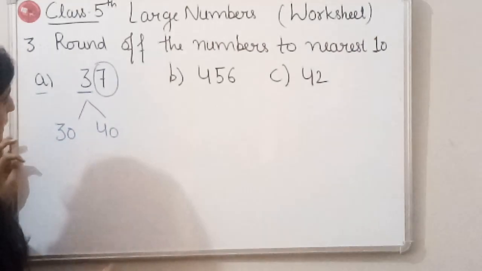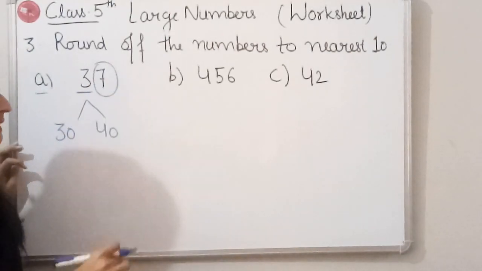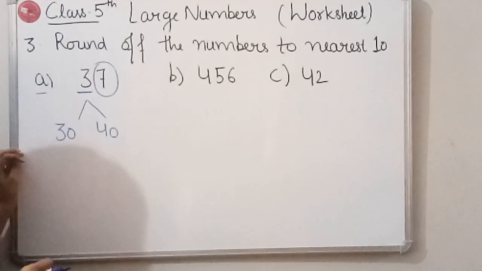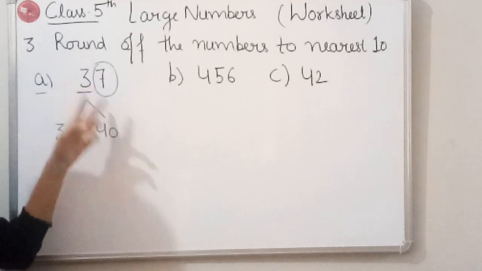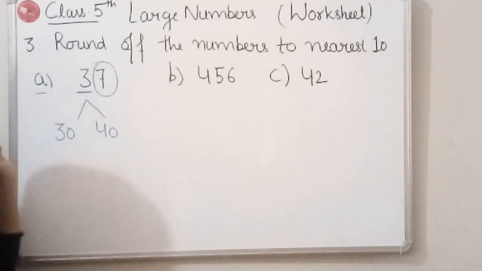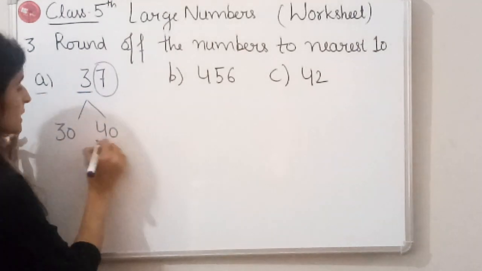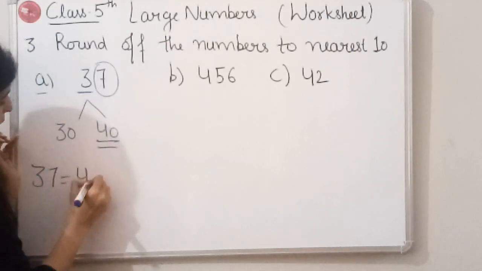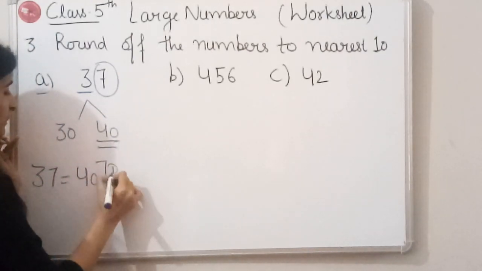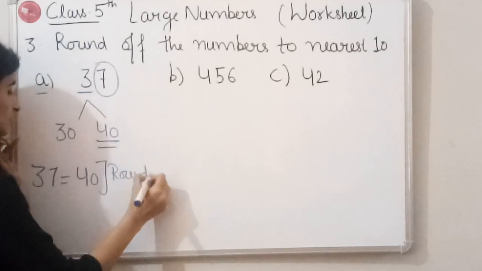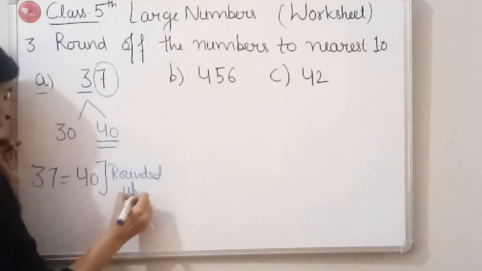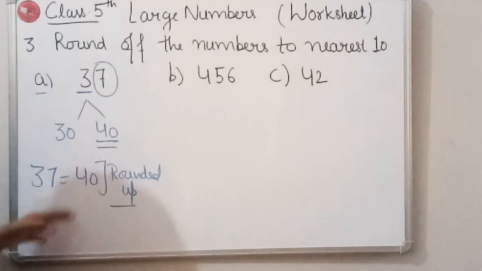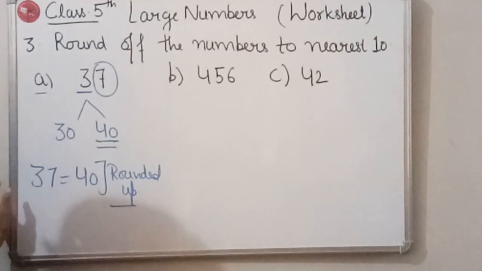Then we have to compare this digit with 5. So we have to compare this 7 with 5. So this 7 is greater than 5. If it is greater than 5, then it will be rounded up. So 37 will be equal to 40. That means it is rounded up. Okay.